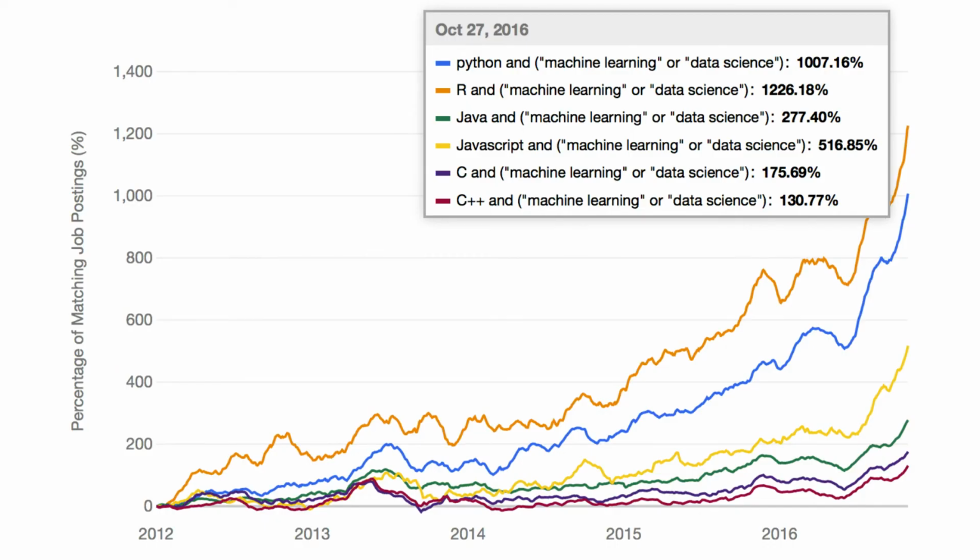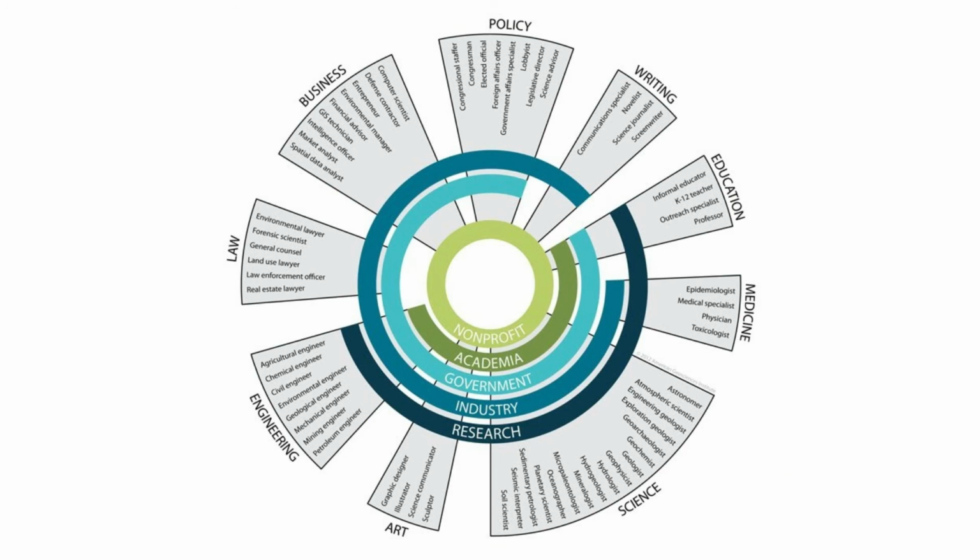By the end of the course, you'll also have these marketable skills. The percentage of matching job postings that include R and data science or other programming languages has risen exponentially. And again, this isn't a trend or fad, this is here to stay. The types of jobs that require data science skills range across every sector you can think of, from policy to art and science.